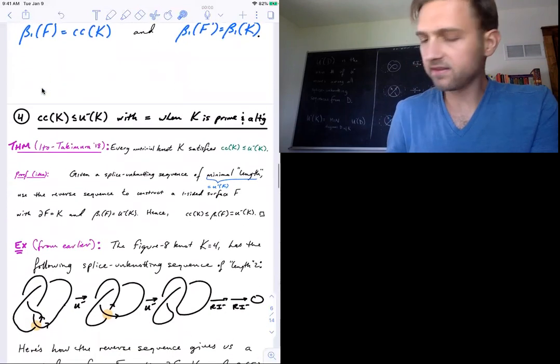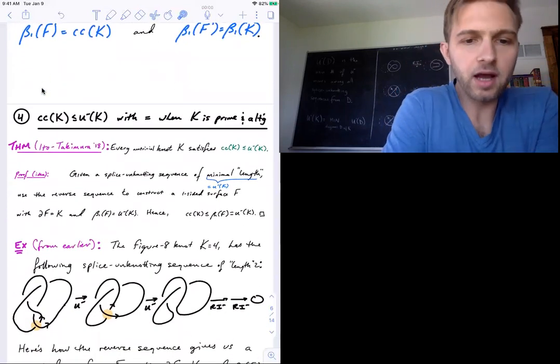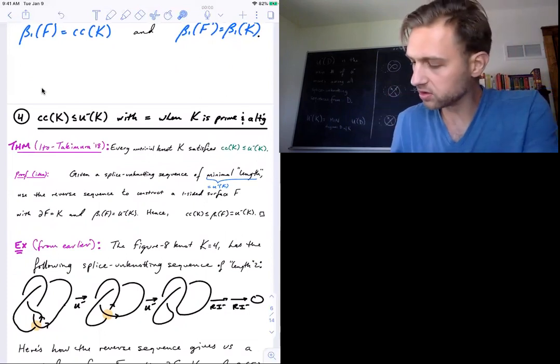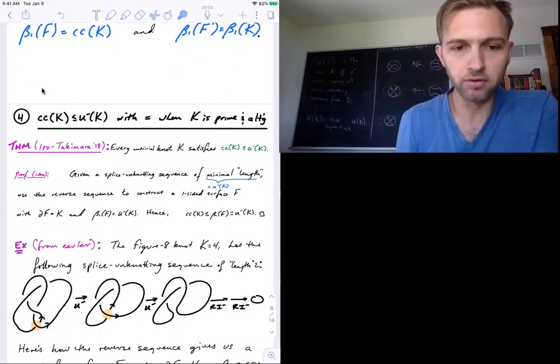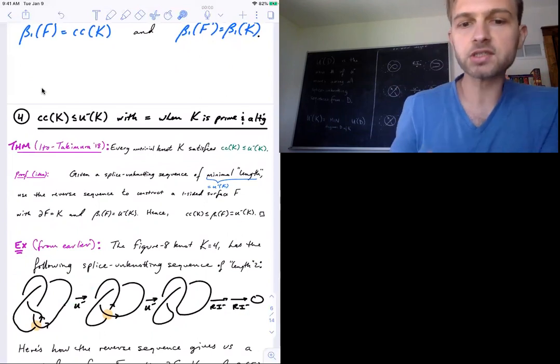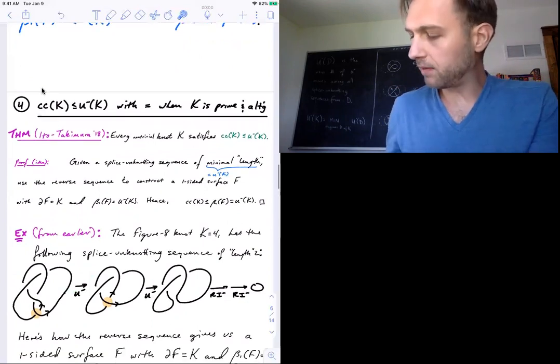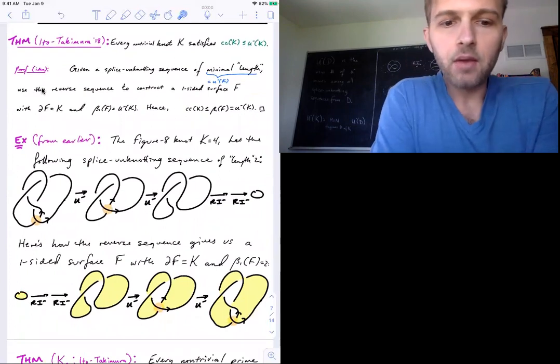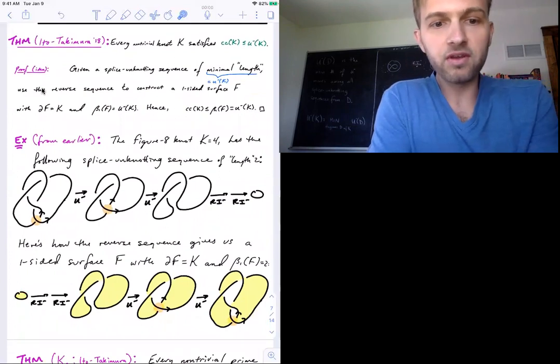Well, let's go back to the example from earlier with the figure 8 knot. We have the splice-unknotting sequence of length 2, meaning we have these 2 splice-unknotting moves. Now, when we put it in reverse, we're going to build up a surface, starting with a disk spanning the unknot. And what we have to do is put these moves in reverse.